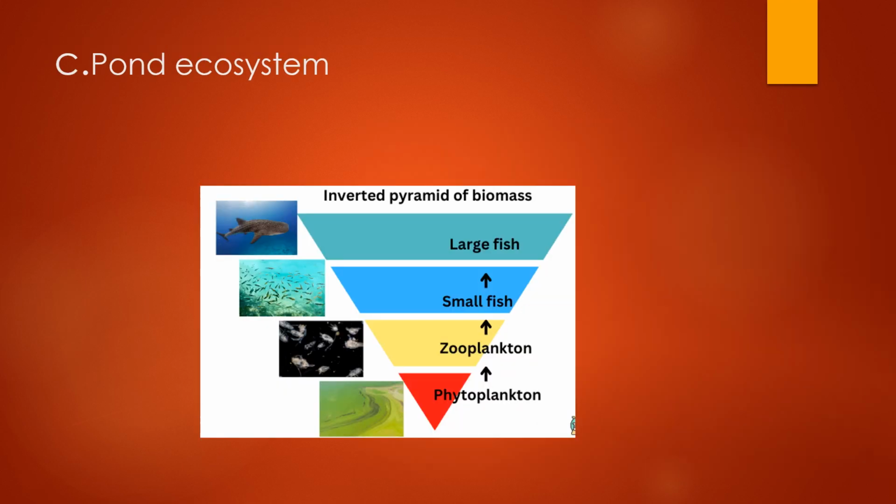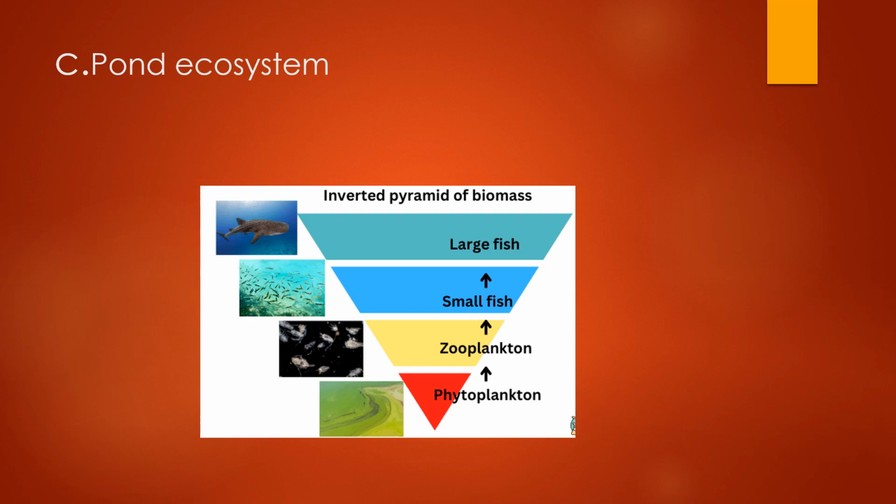Okay, in case of pond ecosystem, now see the phytoplanktons, they are very small tiny organisms, so their biomass is very less. After that, in comparison to the phytoplankton, the zooplanktons are big in size, so their biomass is more. Like this, the zooplanktons are taken by the small fish, and their biomass is more in comparison to zooplankton. The large fish, the top carnivores, have biomass more than the small fish. So we get an inverted pyramid of biomass in case of pond ecosystem.